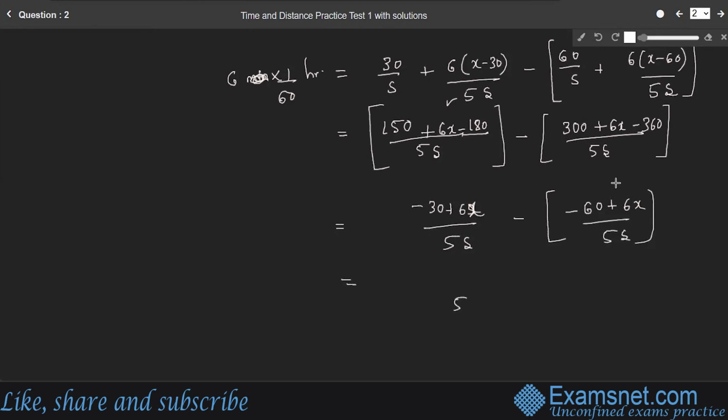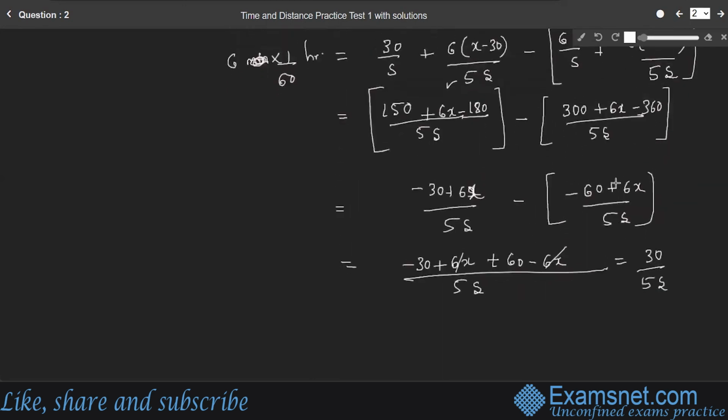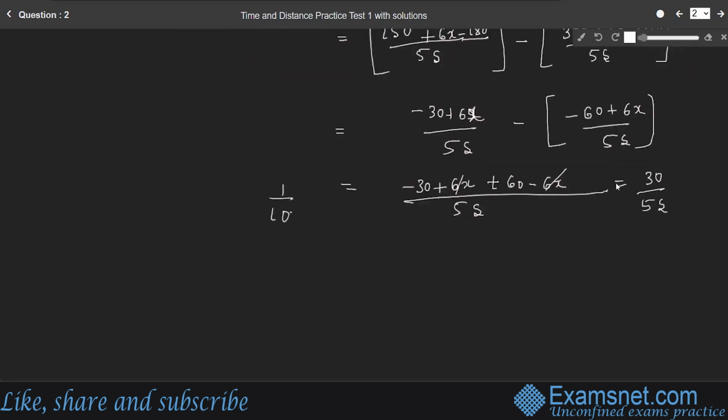So we can take 5s as the LCM here. So the numerator becomes minus 30 plus 6x. So minus of minus is plus 60 minus 6x. So 6x and minus 6x get cancelled. We have minus 30 plus 60, which is plus 30 by 5s. So here we need the value of s, right? Here the left hand side becomes 1 by 10. 1 by 10 is equal to 30 by 5s.